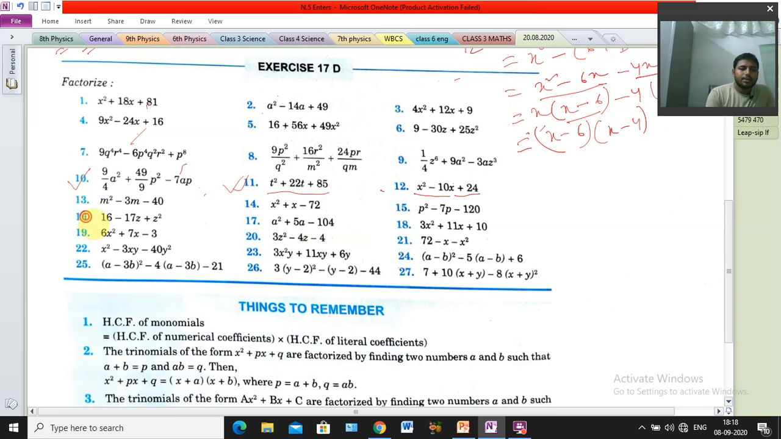Next, question number 13: m square minus 3m minus 40. Clear? So try it, sir. For m square, the coefficient is nothing, which means 1 is there only, so 1 into 40, means 40 only. We need 3, so how will we do this? Just try it. 40, we need 3.